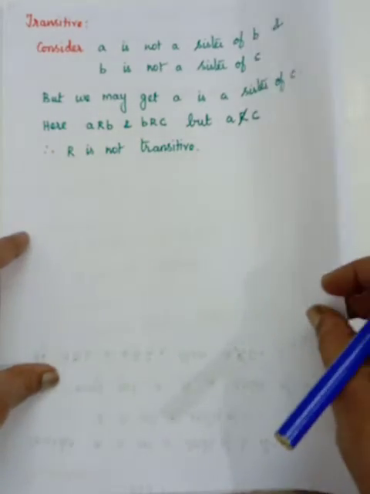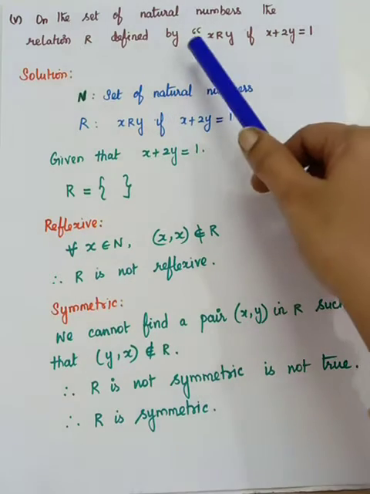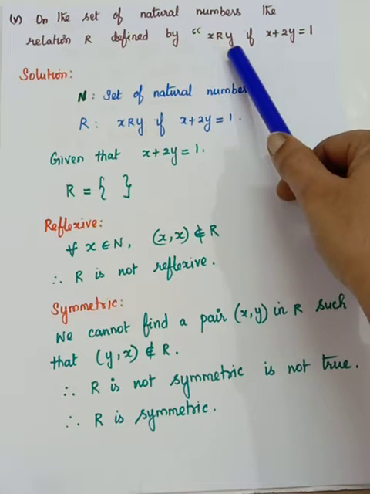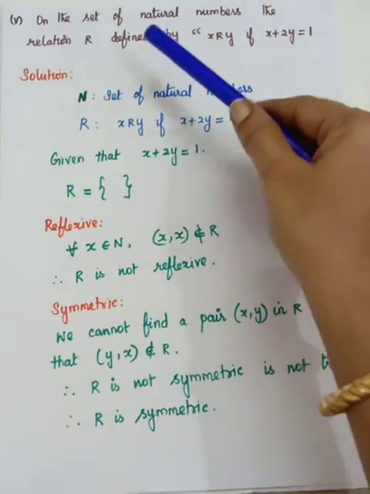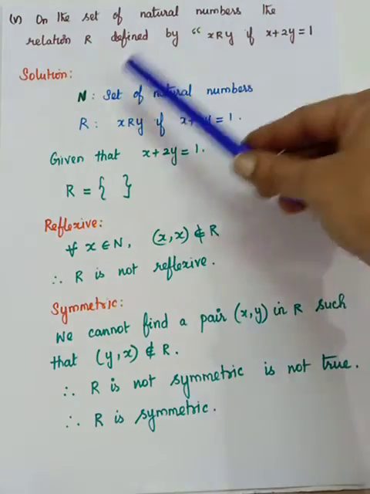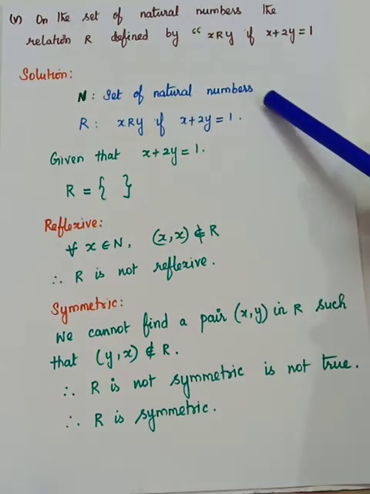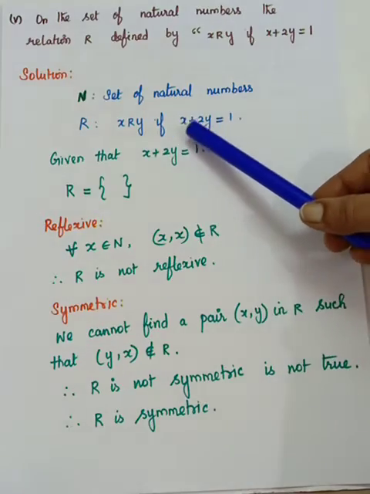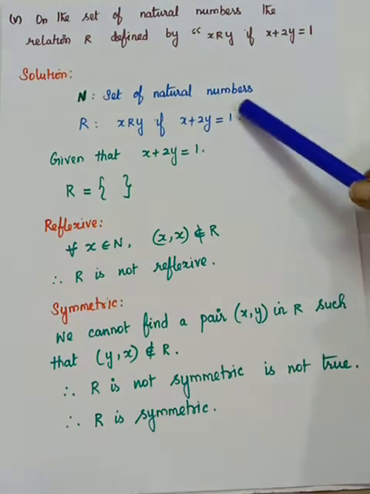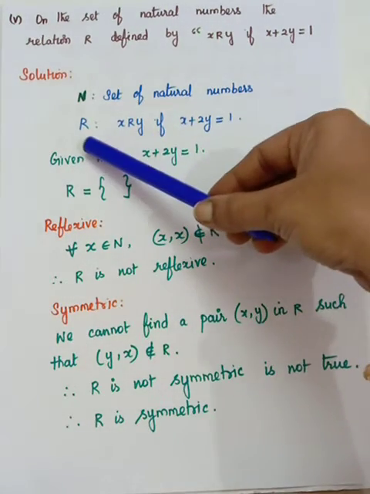So next problem we are moving to, that is the fifth subdivision. On the set of natural numbers, the relation is defined by x is related to y if x plus 2y is equal to 1. Here what is the set? It is the set of natural numbers, so we'll take it as N. Here what is the relation defined? x is related to y means x plus 2y is equal to 1. So if the natural numbers x and y satisfy this condition, then those x and y are in that relation.